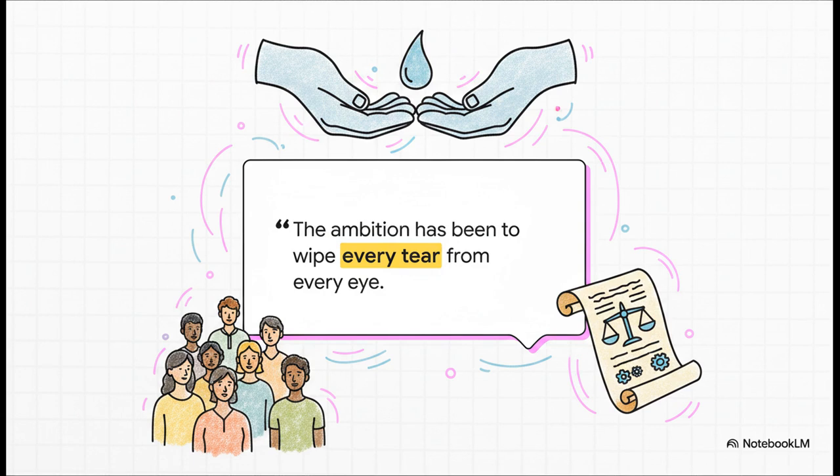Jawaharlal Nehru once said, "The ambition of the greatest man of our generation has been to wipe every tear from every eye." That may be beyond us, but as long as there are tears and suffering, so long our work will not be over. It shows that the pursuit of economic and social justice wasn't just some dry legal requirement. It was born out of profound empathy for the millions who had suffered.